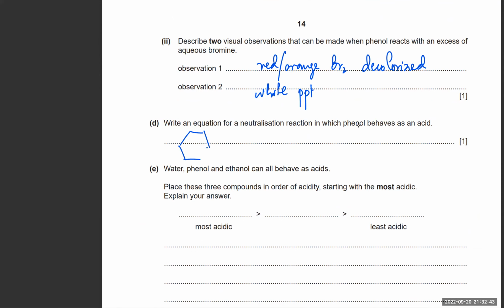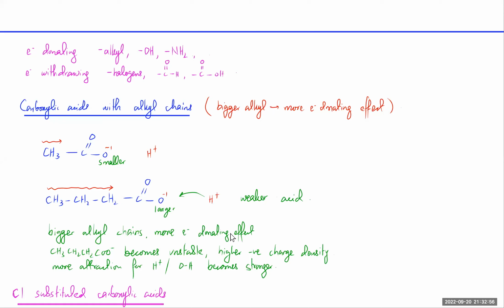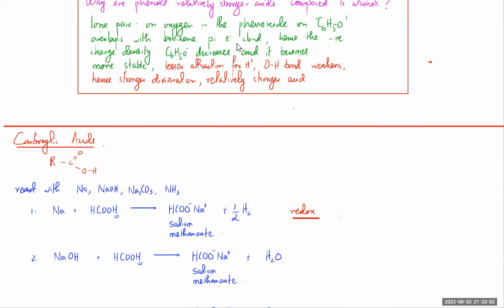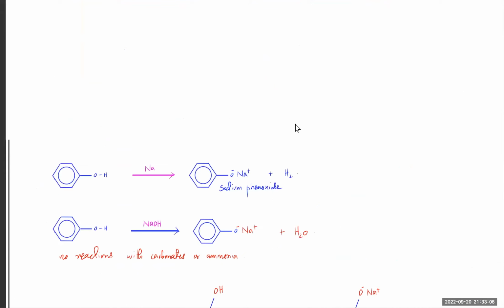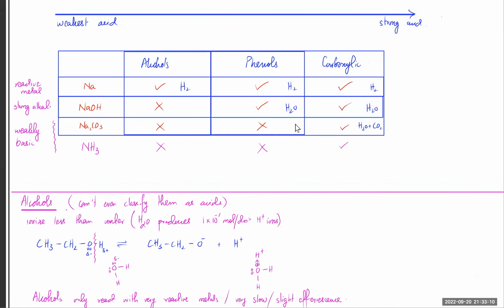So you're supposed to write a reaction. Why were they slightly better acids? If you look at the whole acid thing, where is it? Over here, I think, where we talked about carboxylic acids, we also talked about phenols. Just before carboxylic acid, there was a comparison, a table made, this one.